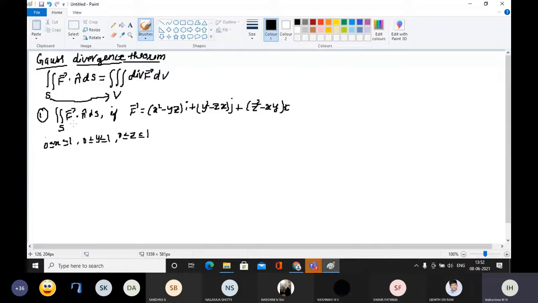So write down these three, taken over: x lies between 0 and 1, y lies between 0 and 1, and z lies between 0 and 1. So all of you look here. One problem I will solve; the remaining problems you can solve on the Gauss divergence theorem. Can you hear me?